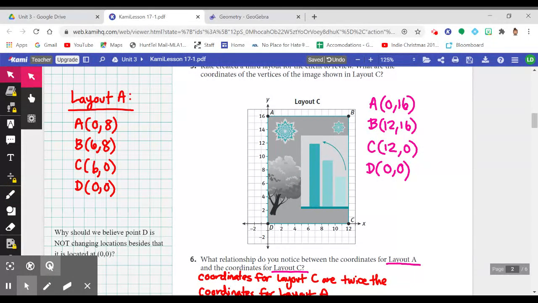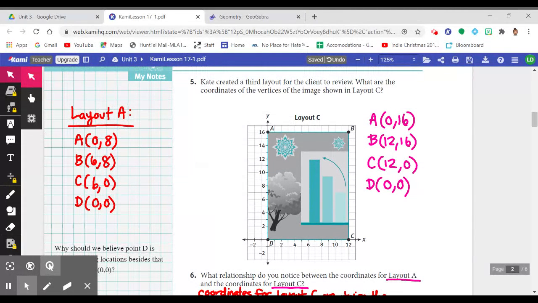Okay, hopefully you took a second to work 5 through 8. So here's our third layout, layout C. So obviously a lot larger. And again, go back to what we said on the previous page about how these dilations are affecting not just the coordinates, but the overall size of our figure, the length of the segments. So it says, what are the coordinates of the vertices of the image shown in layout C? Here they are. A is located at 0, 16, B 12, 16, C 12, 0, and D 0, 0.